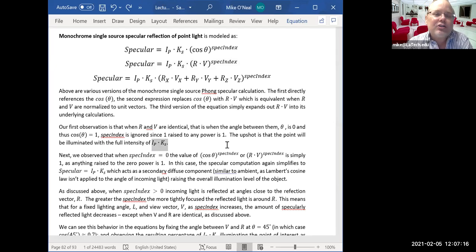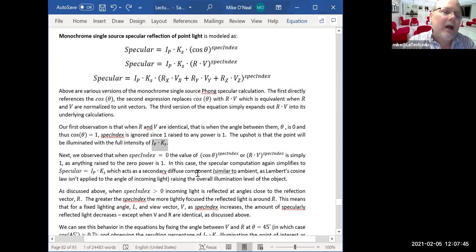Because that equation is very similar to the equation for ambient lighting, except now I'm taking in a point light source rather than an ambient light source, and I'm using the constant of specular reflectivity instead of the constant of diffuse reflectivity. So when the angle is 0, the cosine of the angle gives you 1, and it doesn't matter what the spec index is, because all of this is going to be 1. So you're going to get 100% of the light from IP times Ks.